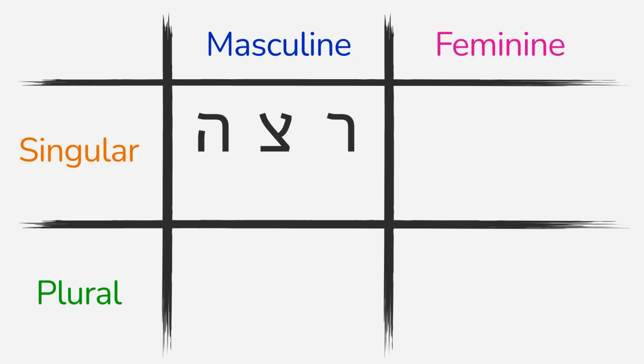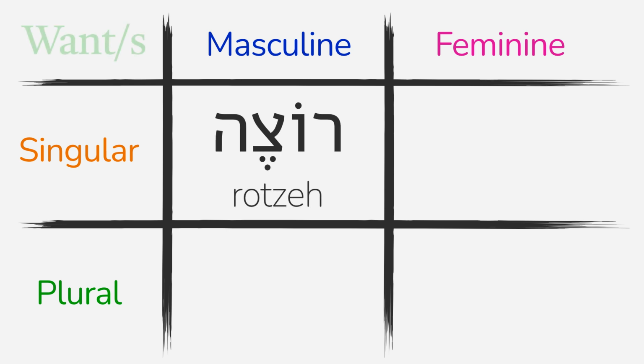The masculine singular form of the present tense from this root starts with the first letter resh, followed by a vav with cholam. Next comes the second letter tsadi, under which we put a segol instead of a tsere. And the word ends with the third letter hey, which is silent. Rotzeh, wants, in masculine singular form.